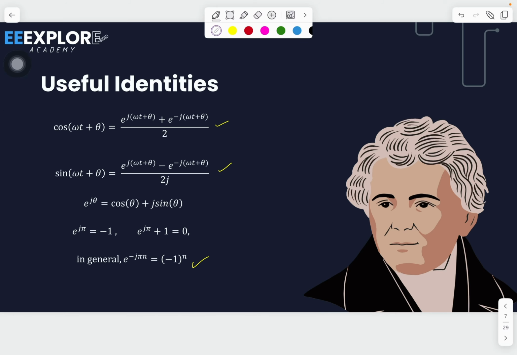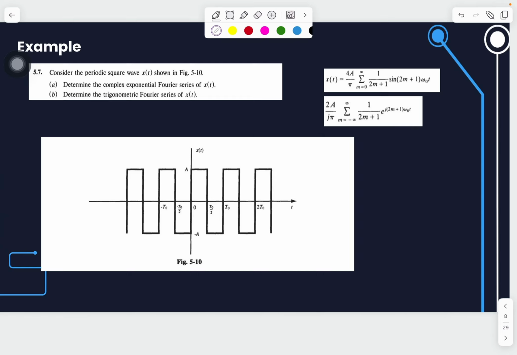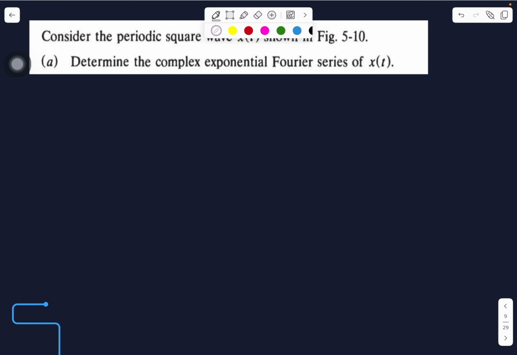So let's do the first example and consider the periodic square wave shown in figure 5.10. Determine the complex exponential Fourier series of xt. We will do it step by step. First, let's write the main formula. X of t equals the sum of Cn e to the j n 2 pi over t naught t, because omega naught is 2 pi over t naught. This is what's given by the question.